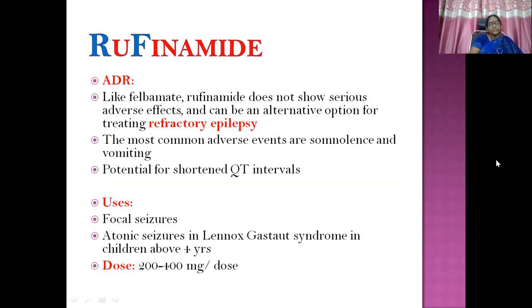And it is used in the refractory epilepsy because of the toxic side effects. Okay? So because that is like prolonged potential for shortened QT intervals. That is the most dreadful side effect. Then indications, focal seizures, atonic seizures in Lennox-Gastaut syndrome in children above 4 years. And the dose to be given is 200 to 400 mg per dose.